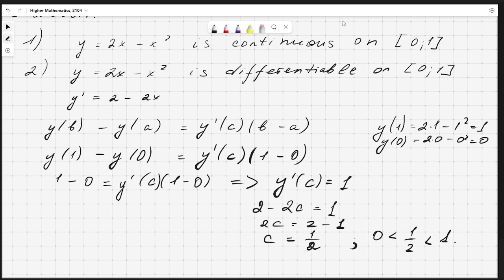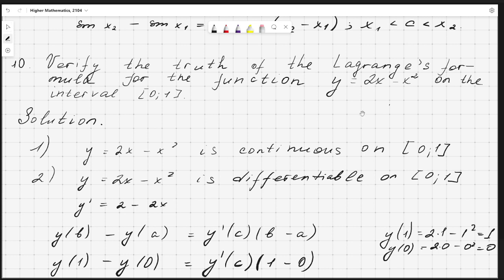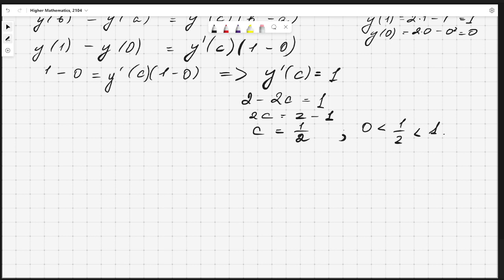We verify the Lagrange's formula for this function. Is it clear? Yes. Do you understand it? Okay. Next.